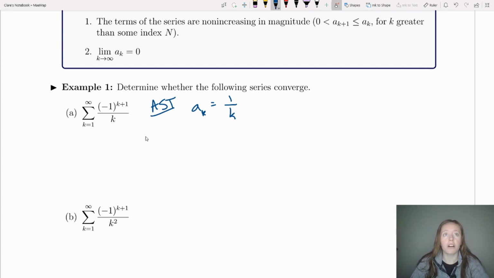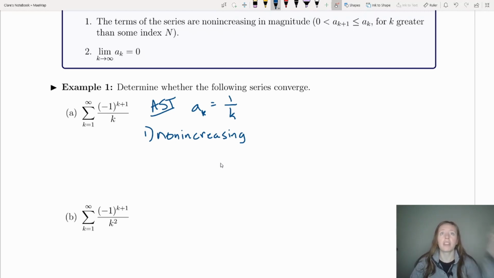Now, our first step of the alternating series test is to show that our terms are non-increasing. What that means is that a sub k plus 1 is smaller than a sub k. If we think back to Calc 1, we can think about having a negative slope, and a negative slope happens when the derivative is negative. So as long as we can show that the derivative is negative, we can show that these terms are non-increasing. So I'm going to say the derivative with respect to k of our a sub k term, which is 1 over k. What's that going to be equal to?